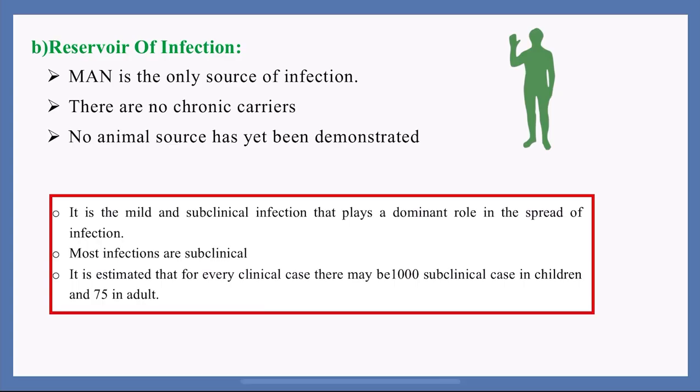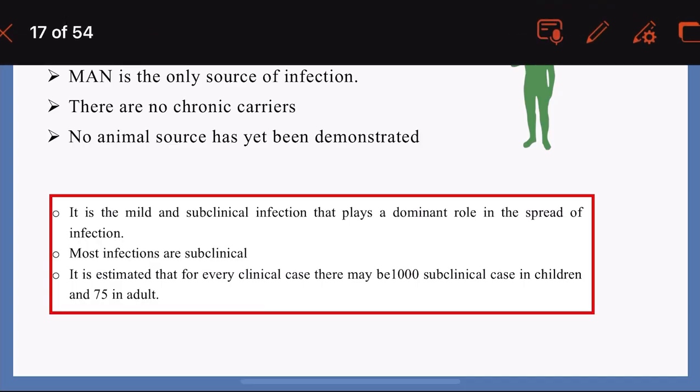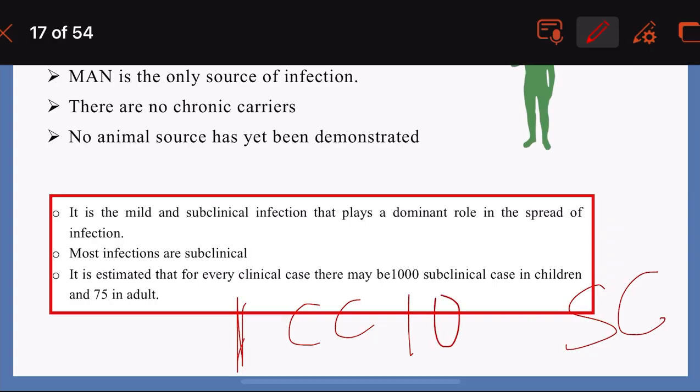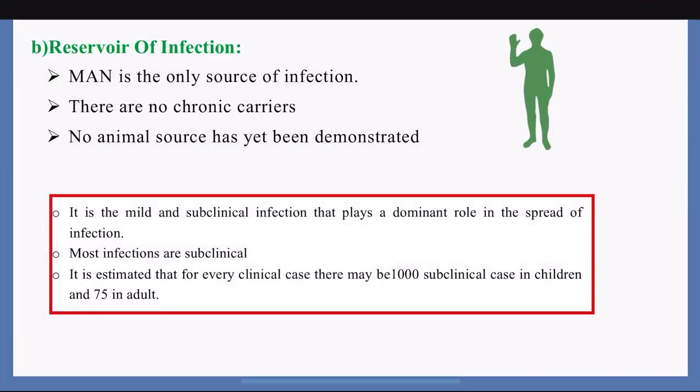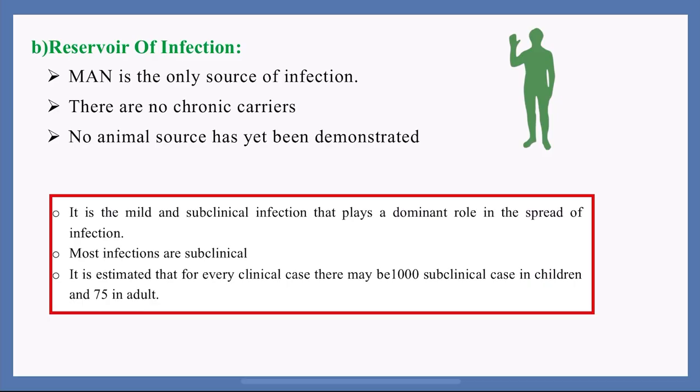Is it clear? It is estimated that for every clinical case, there are 1,000 subclinical cases in children and 75 in adults. Just one clinical case, whereas the subclinical cases are 1,000 in children and 75 in adults. Okay, is it clear? For one clinical case, we have 1,000 subclinical cases in children and 75 in adults.